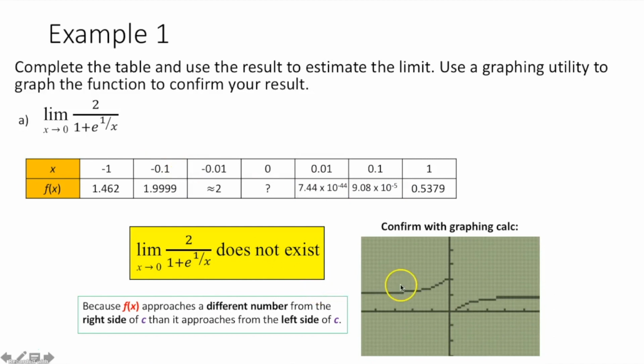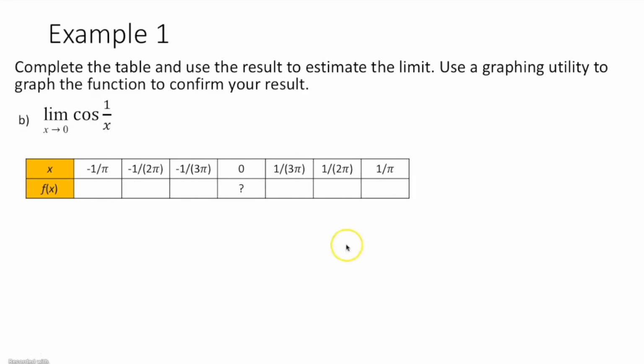If you were to graph this, you could see that from the left side, your function is approaching a y value of 2 as x approaches 0. And then from the right side, your function is approaching a y value of 0 as x approaches 0 from the right. Now part B, we're doing the same thing.